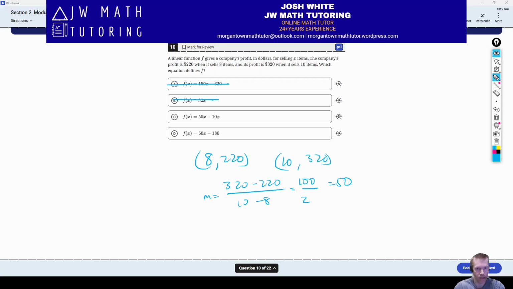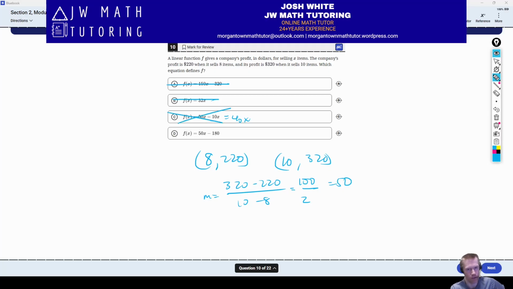Okay, right off the bat, it is one of these two. It's actually probably not going to be C because notice here, this says 50x minus 10x, which is really equal to 40x, and therefore the slope of this line, C, is not equal to 50, the slope of our line.